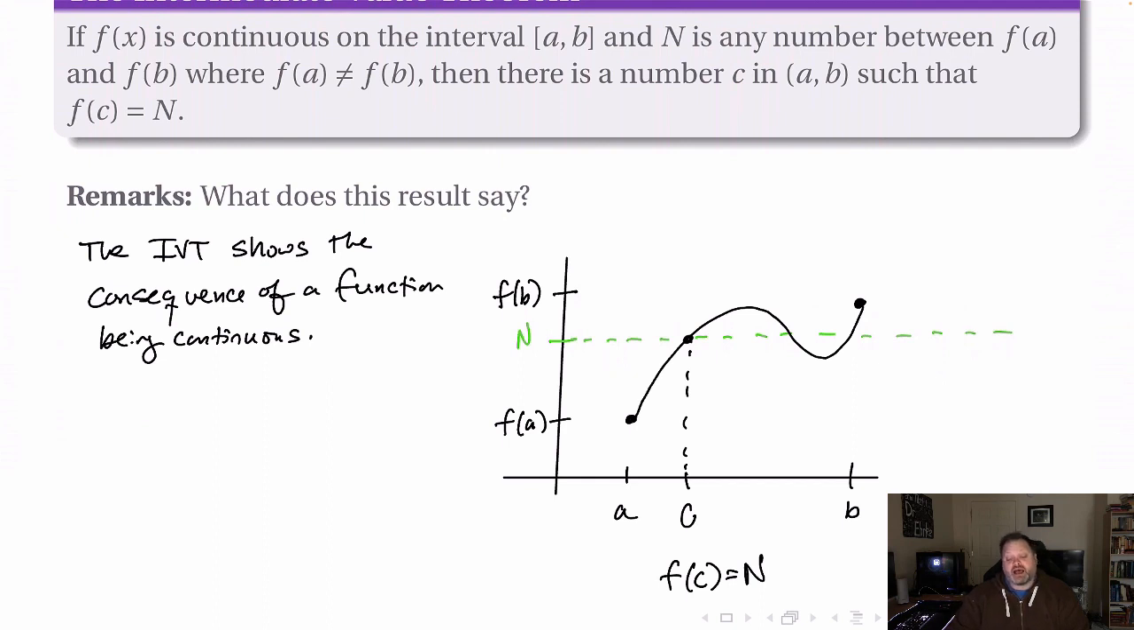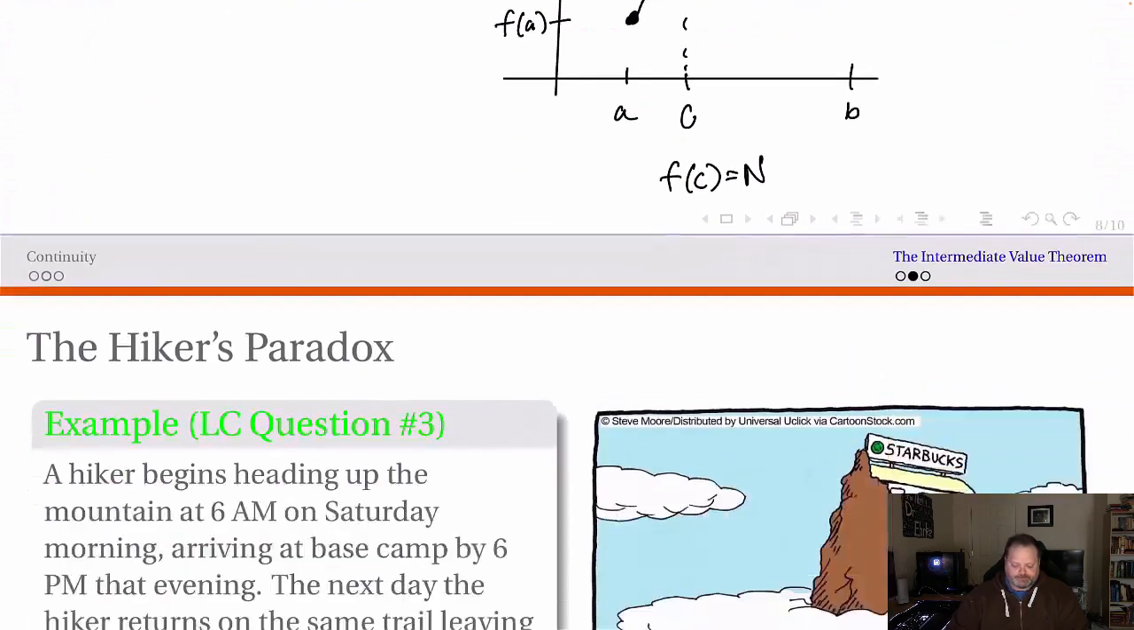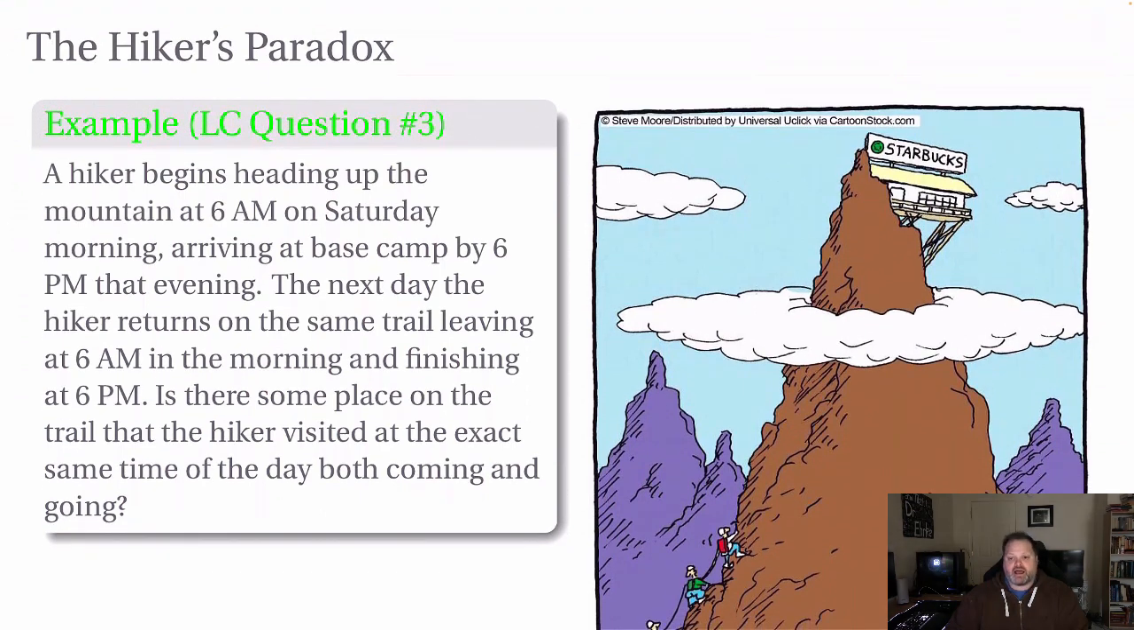The theorem actually has a really nice application in the proof of many things that may seem counterintuitive or even odd at first, and I wanted to give you an example of one of those. So this is called the hiker's paradox.